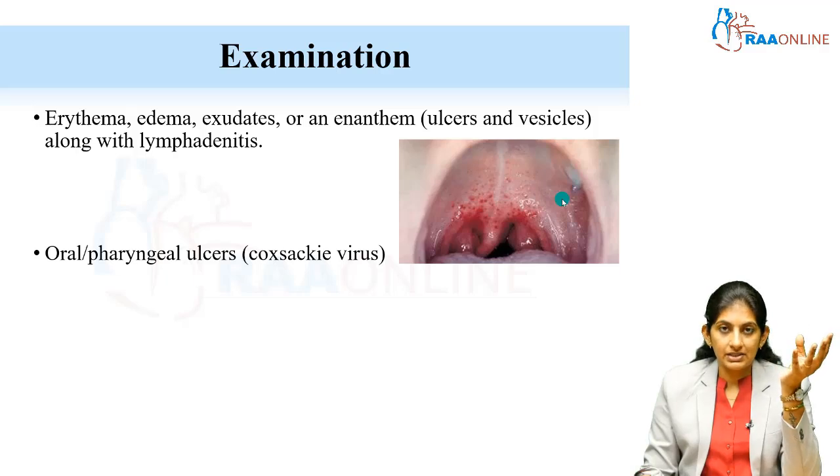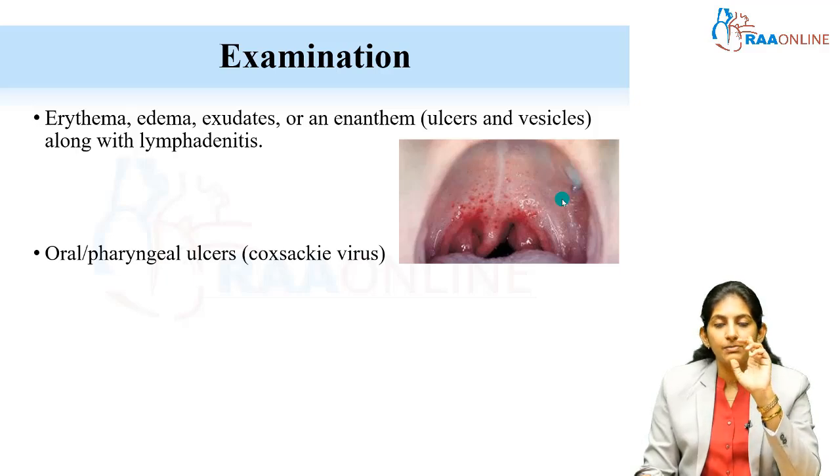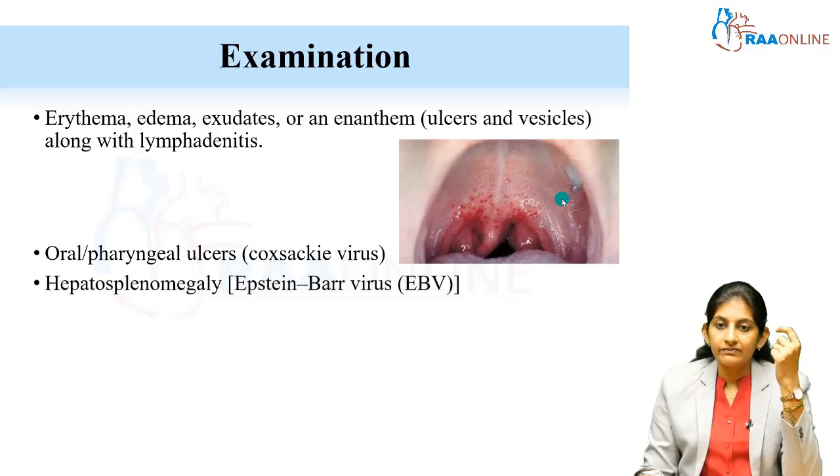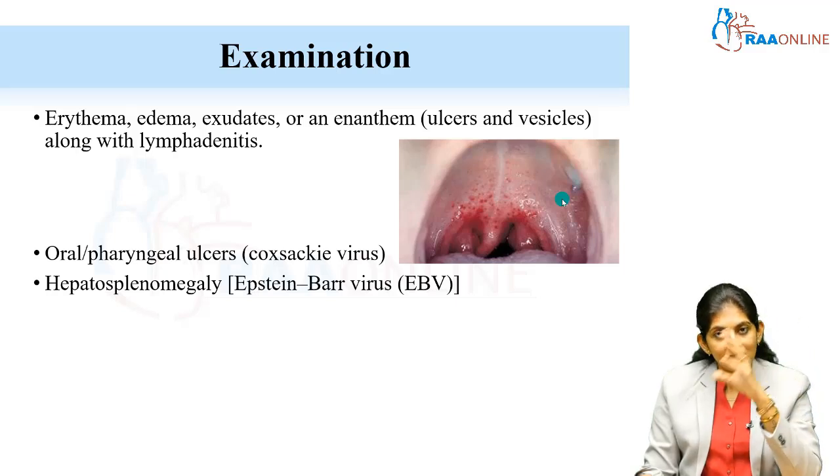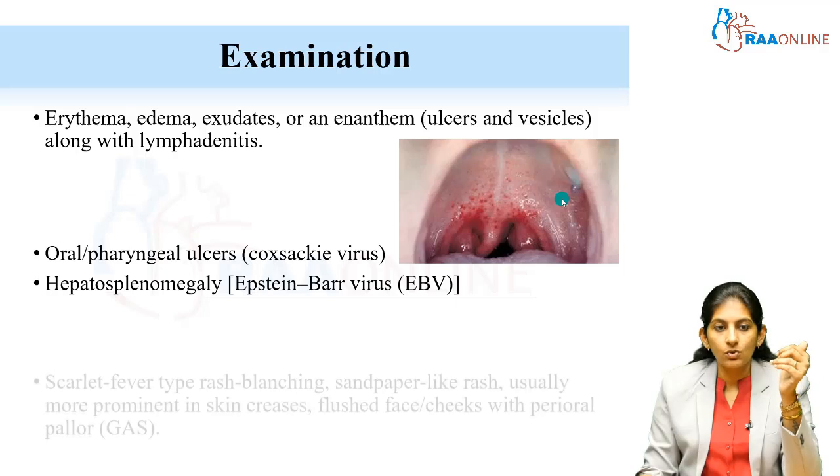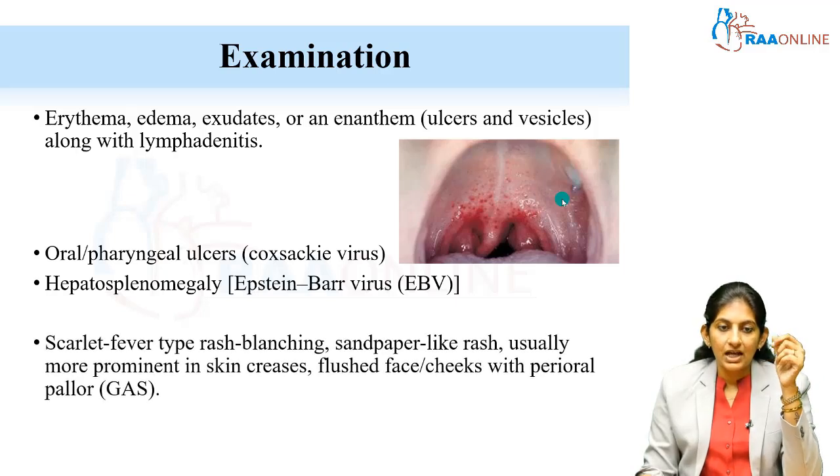Many ulcers can be seen in Coxsackie virus infection, that is hand, foot, mouth disease. You see a lot of ulcers on the inner surface of the cheeks, the hard palate, soft palate, the under surface of the tongue, even on the tongue, etc. With viral illnesses like EBV, which causes sore throat, there can be systemic involvement, like hepatosplenomegaly.